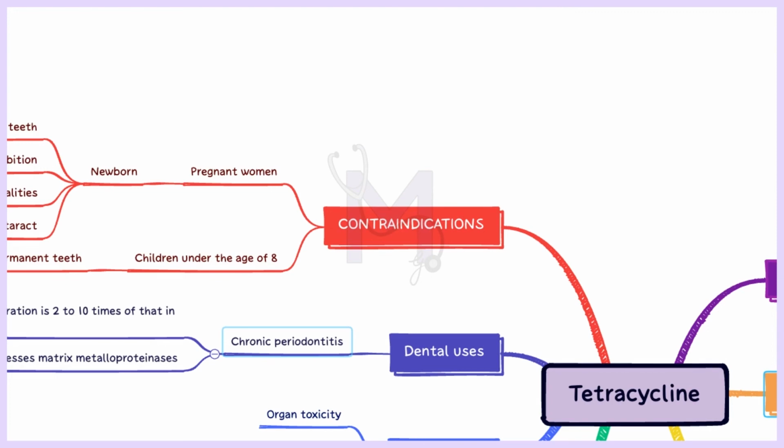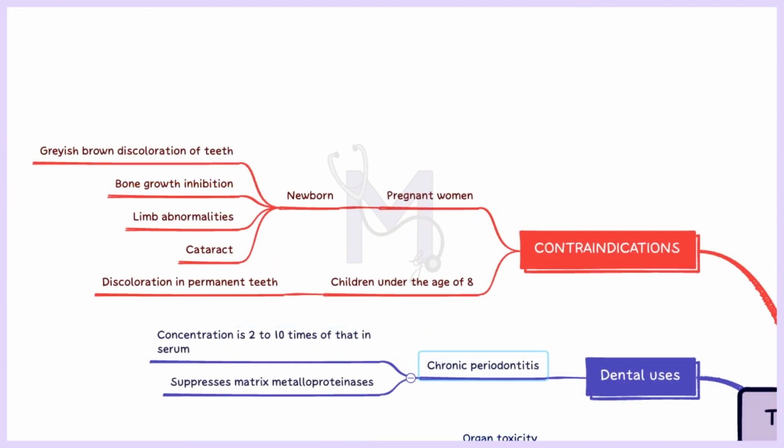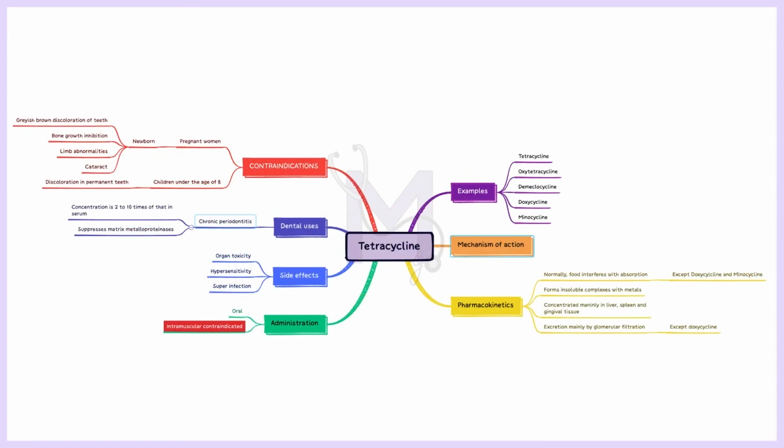Contraindications of these drugs are pregnancy, which might lead to grey discoloration of teeth, bone growth inhibition, and cataract in the newborn. Children under the age of 8, in which they might cause grey discoloration of the permanent teeth.